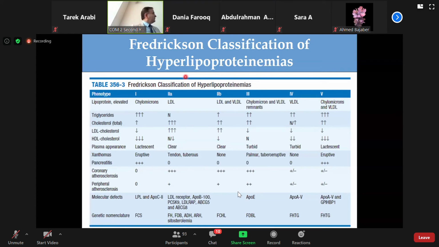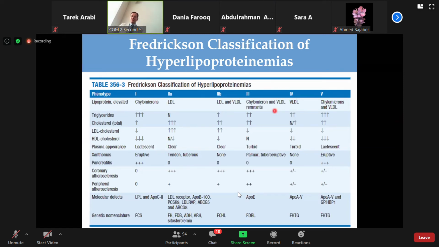Are you aware of the Fredrickson? You haven't had it. Okay. This is the most common classification of hyperlipoproteinemias. And here they classified the phenotypes of hyperlipoproteinemias into 6 types: the 1, 2A, 2B, 3, 4, and 5. And each phenotype basically is characteristic of the levels of different lipoproteins.